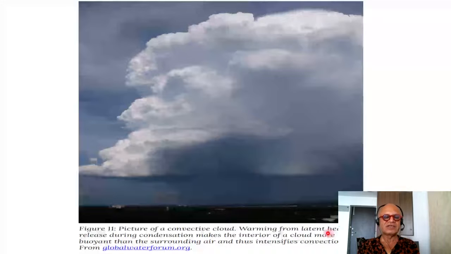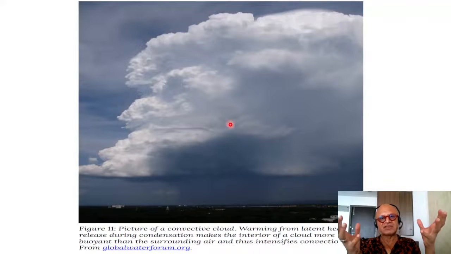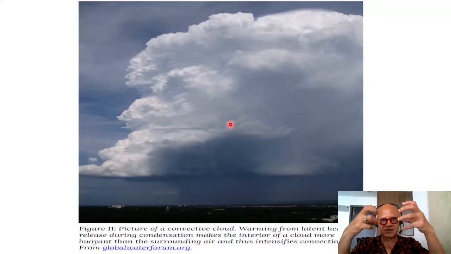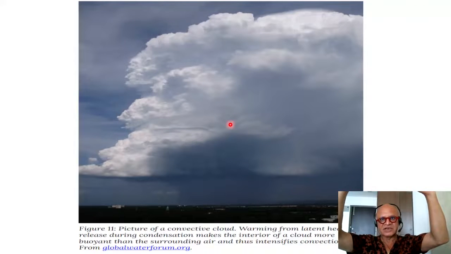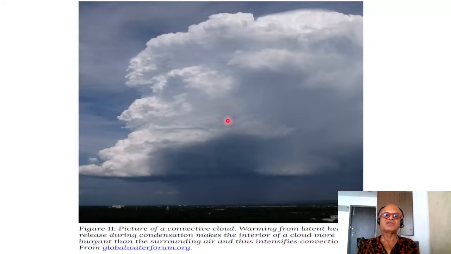Warming from latent heat released during the condensation makes the interior of the cloud more buoyant than the surrounding air, and thus intensifies convection. What does that mean? We have evaporation, rising air. Rising air expands and cools. Condensation releases the heat, makes it more buoyant, and it keeps rising till there is a complete condensation, and either the cloud remains in the cloud form, or based on other processes it might get saturated and start raining, which means to put another molecule of water vapor you have to basically take out a molecule of water, and that process tends to be centered in the cloud.